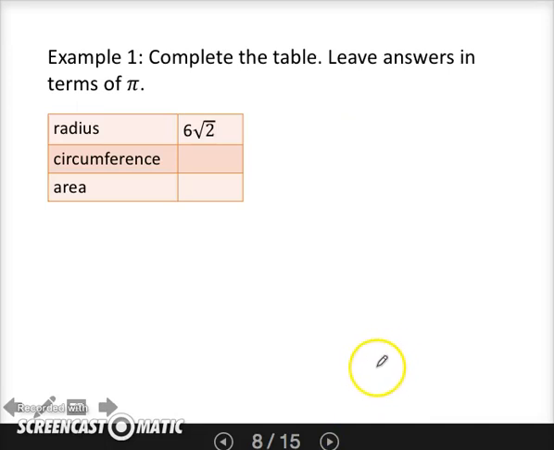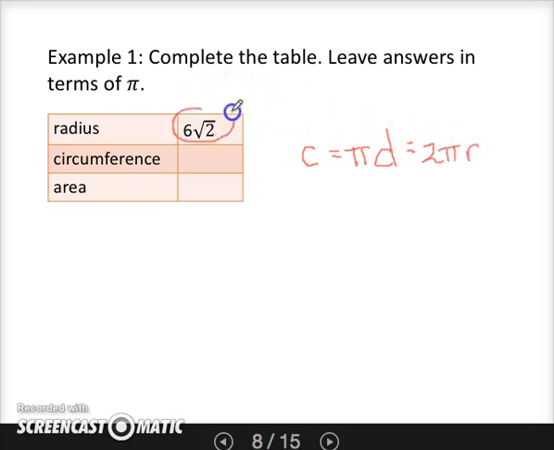Let's do an example problem where we're asked to complete this table, leaving our answers in terms of pi. Okay, we're given the radius of our circle. And the circumference of the circle is the first thing that we're asked to put into this table. So referring back to your list of rules, we have that the circumference is equal to pi times the diameter of a circle, or since we're given the radius, we want it in terms of r. So it's 2 pi times the radius.